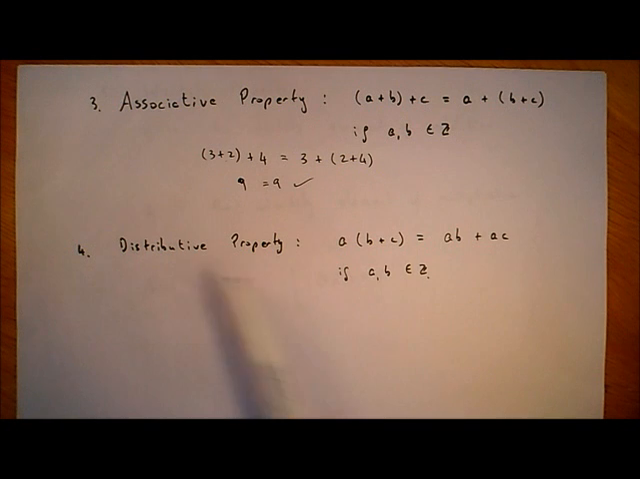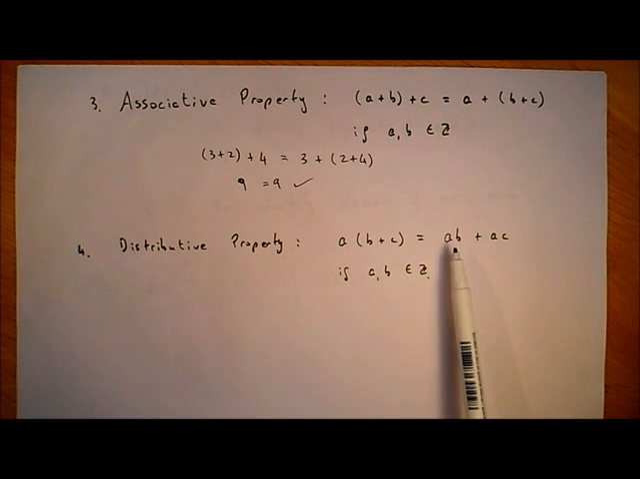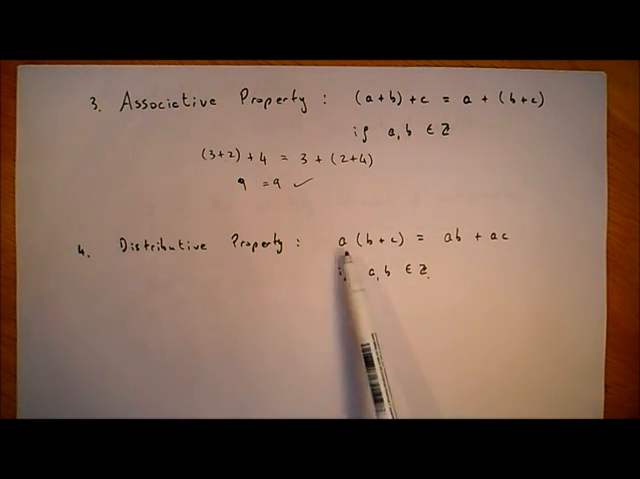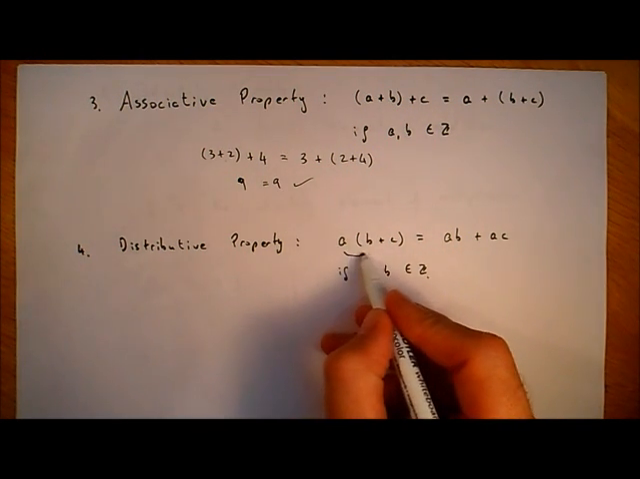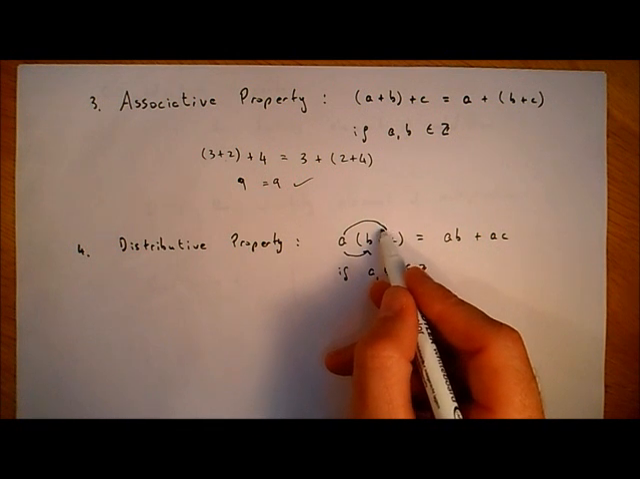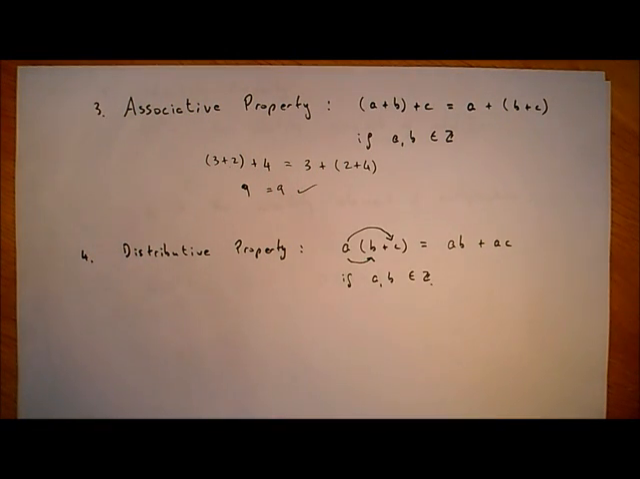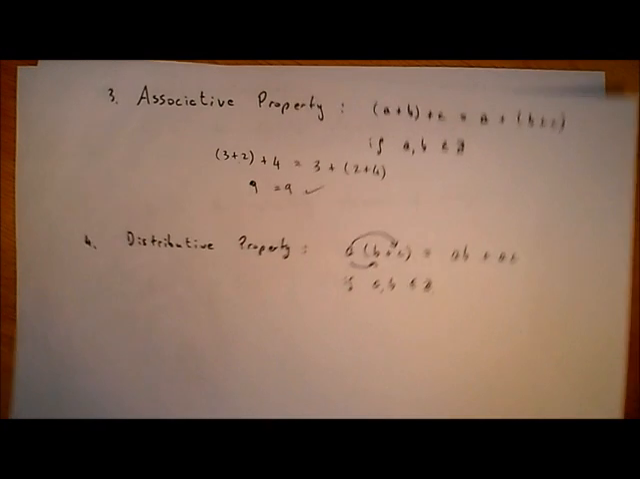The distributive property says that a multiplied by b plus c. This is something that we use in algebra all the time, and you've used it a lot. A multiplied by, so we've got bracket, b plus c is the same as ab plus ac. So I just multiply whatever number is here, I multiply it by b, and then I multiply it by c. So we get ab plus ac. So that's called the distributive property.